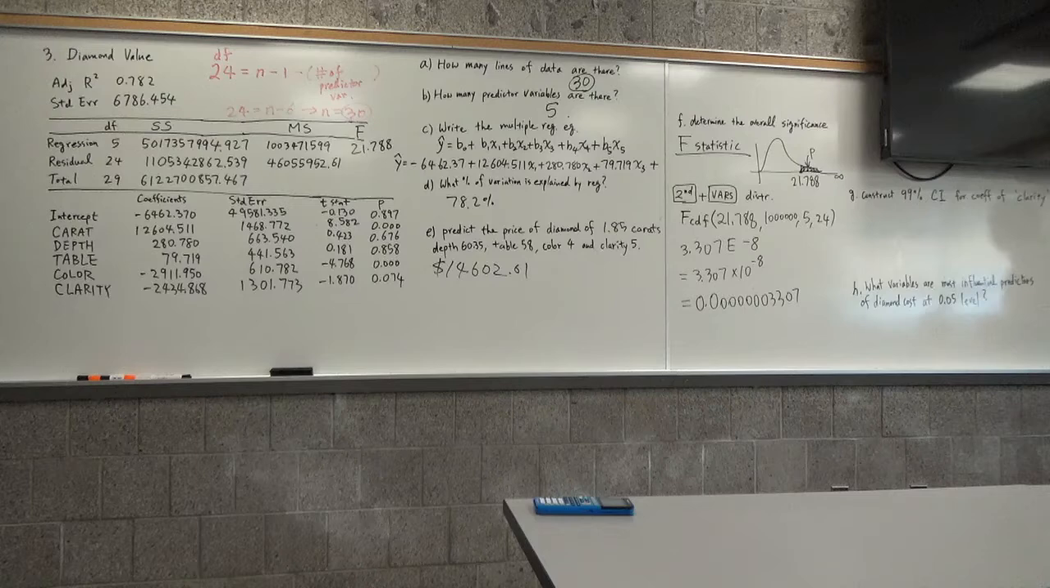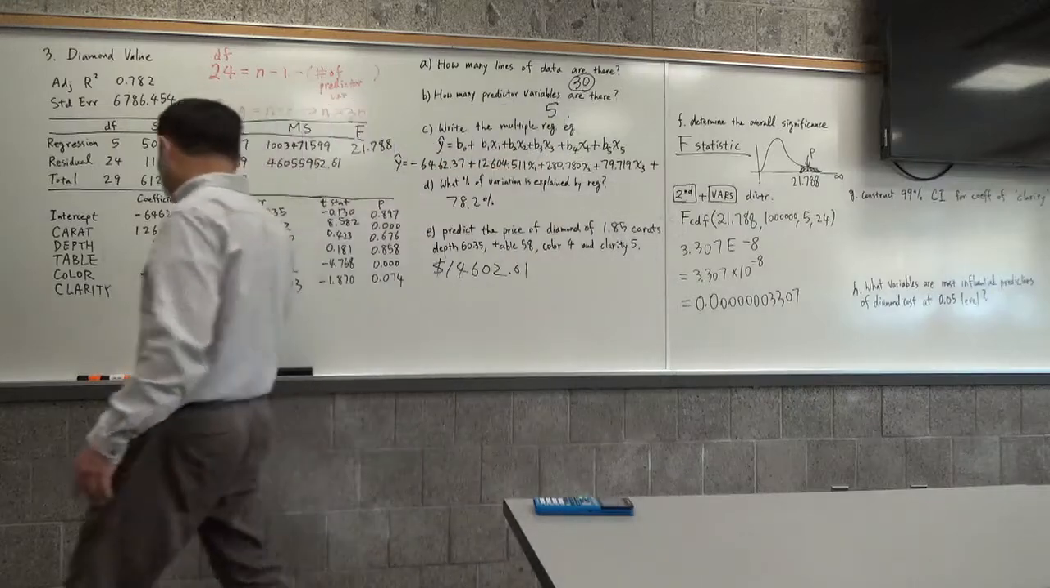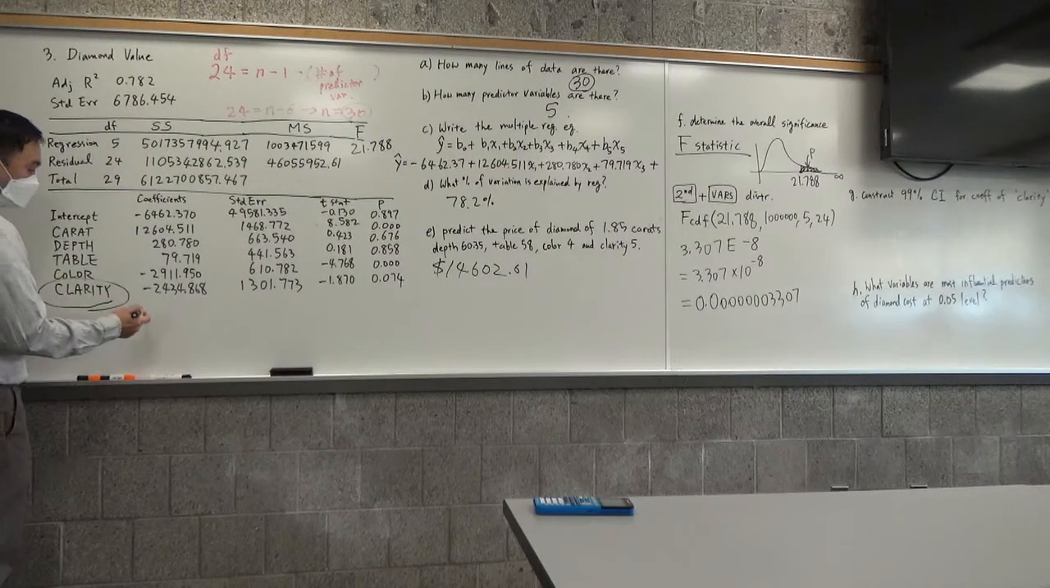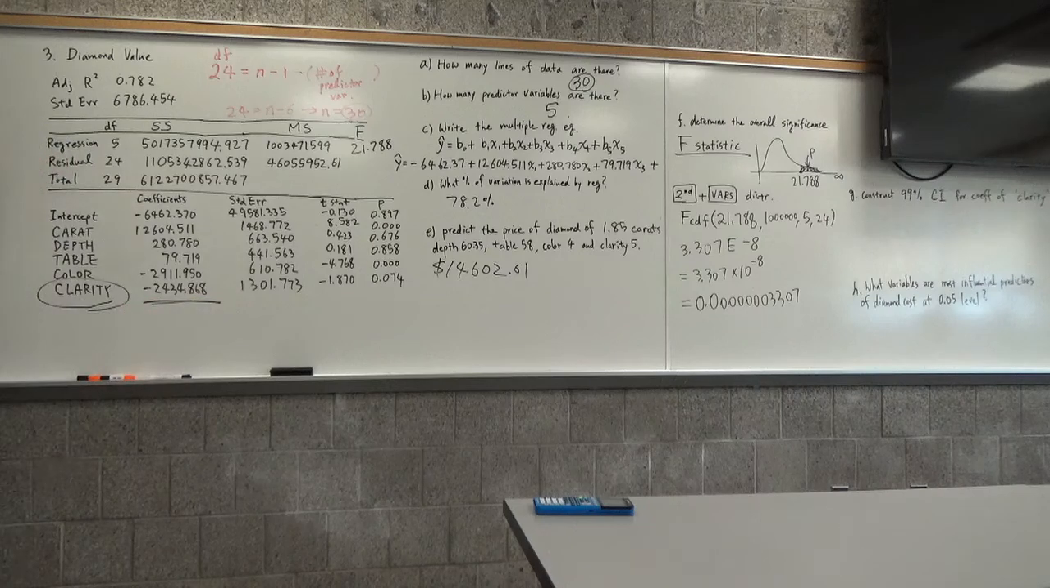Construct a 99% confidence interval for the coefficient of clarity. So clarity is this one right here. And the current value is negative 2,434.868. But if you had more data, then this value would change. Right? And if you had all the diamonds in the world, if you took a census of all the diamonds in the world, then again you'd get some value that would be different from this. Right? So you have to question whether this coefficient that we got from the sample is believable or not.